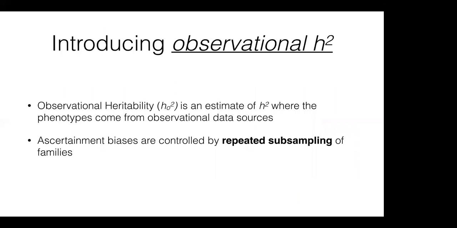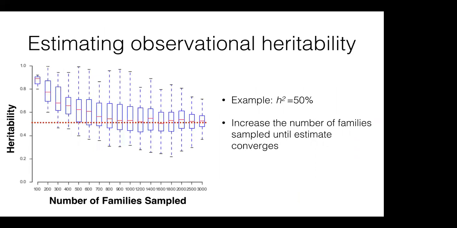Because of this, we introduced a new concept, which we call observational heritability, which is an estimate of the heritability where the phenotypes are coming from observational data sources, existing clinical data. And the way we control for these ascertainment biases is by repeated subsampling of the family. So for example, here a trait with heritability of 50%, we increase the number of family samples until the estimate converges. This method is what we call SOLARStrap. We're using SOLAR, but instead of simply using SOLAR, we are bootstrapping.